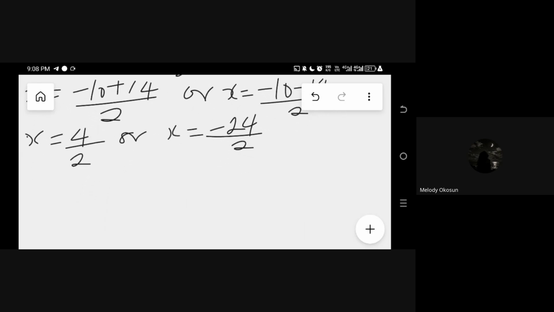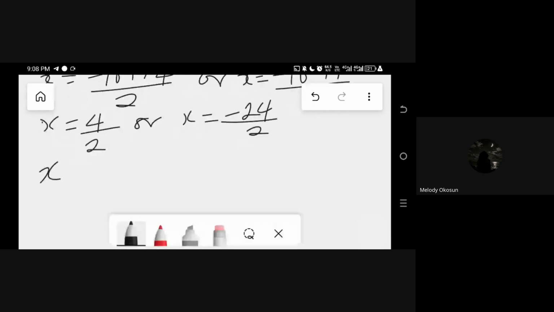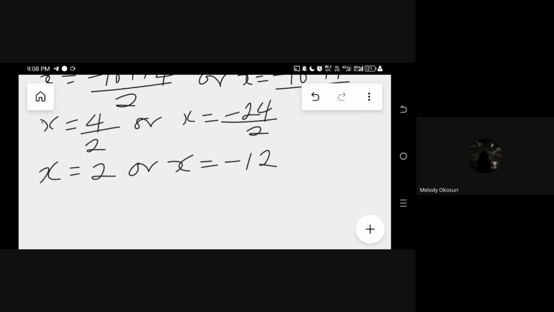So last term, S is equals to 4 over 2 would be 2, or S is equals to minus 24 over 2 would be minus 12. So these are the values of S. S is equals to 2, or S is equals to minus 12.